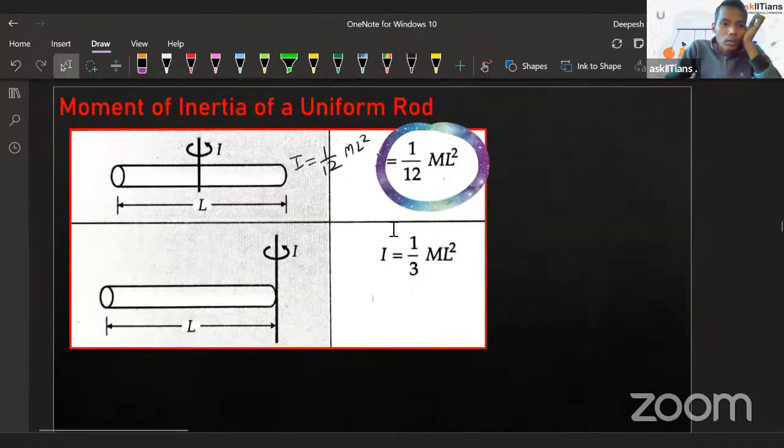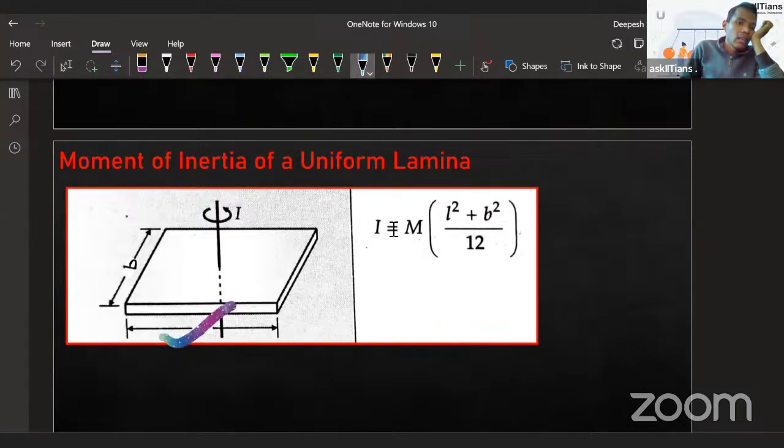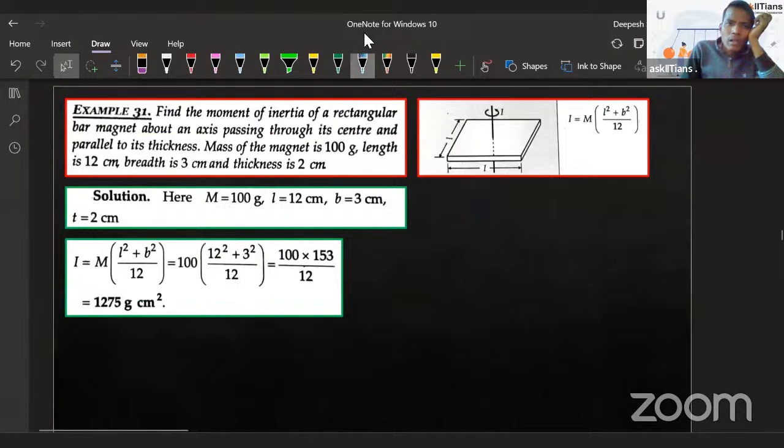So last thing is moment of inertia for a uniform lamina, having a length L and breadth B. What is a lamina, by the way? You can imagine a cardboard or something like that. Moment of inertia will depend on length as well as breadth. Very simple question on this. For example, in this question, mass, length, breadth, as well as thickness are given. If you want to calculate moment of inertia, you can use the formula, but thickness has no use right now.